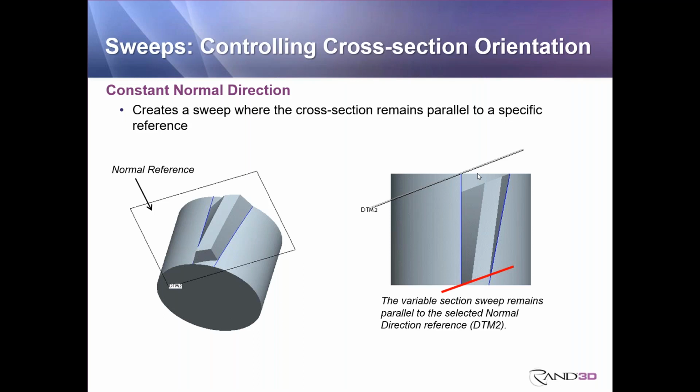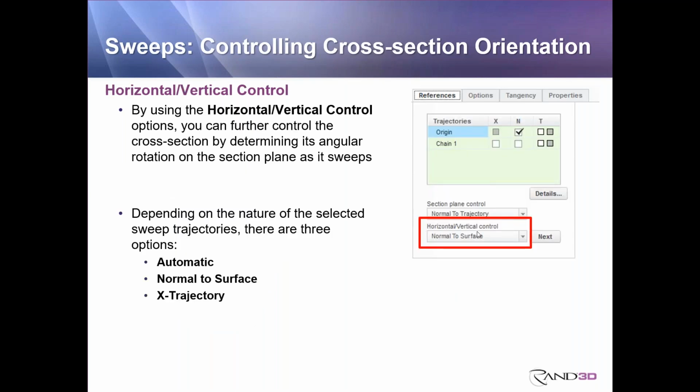One of the trajectories, or I can be perpendicular or parallel to something as I go along. And then you also have this horizontal vertical control on here. Now, most of the time you will not change this, but there are three choices. There's going to be automatic, there's going to be normal to surface, and there's going to be X trajectory on here. Now with automatic turned on, it just means the computer picks which way is horizontal as you enter the sketcher, and you can't control that. And then that horizontal stays the same all the way down. If you do normal to surface, as you sweep along, you can have it be perpendicular to a surface. Or if you were to do X trajectory, it would follow some other curve that you've established.